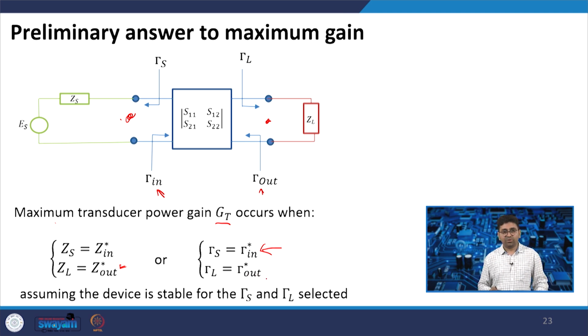Similarly, you will have a ZL which is Z out conjugate at this node, and gamma L which is equal to gamma out conjugate. So, this is very important: assuming the device is stable for the gamma S and gamma L that you have selected. Otherwise, if the ZS or ZL you choose lies in the unstable region, then you cannot achieve the maximum gain. So, this is a very important condition that we have assumed here, that your gamma S and gamma L lie in the stable region.